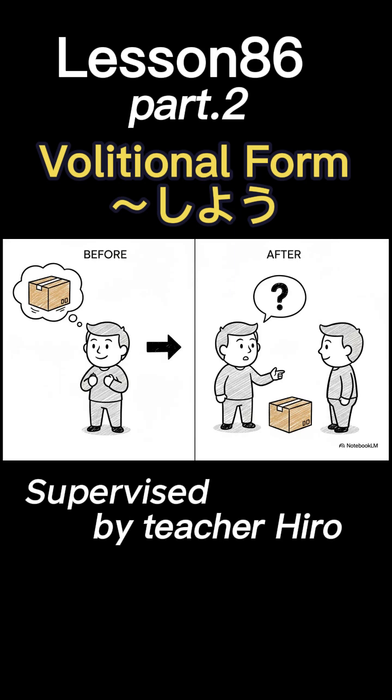Motsu on its own means I will carry it, but motsuka completely changes it to shall I carry it. It's a polite offer. Tabeyoo is let's eat, but tabeyooka is shall we eat. It's a way of inviting someone else's opinion. This is an incredibly useful little trick for everyday chats.